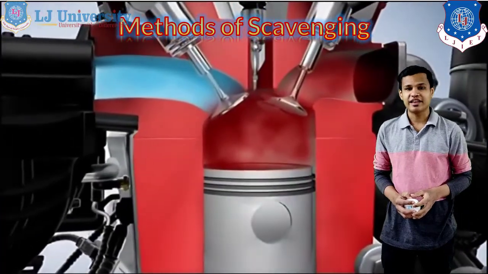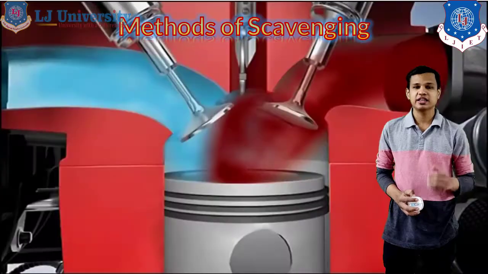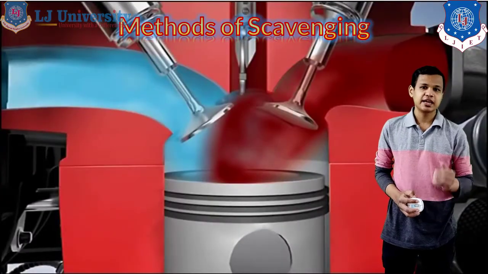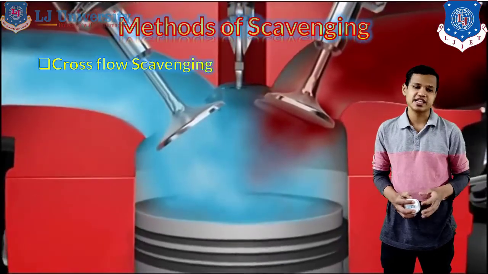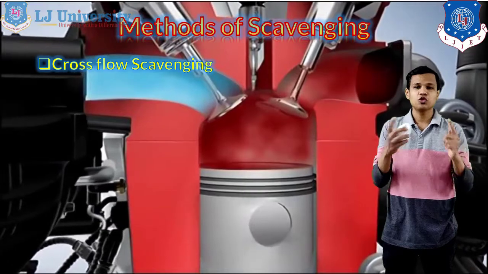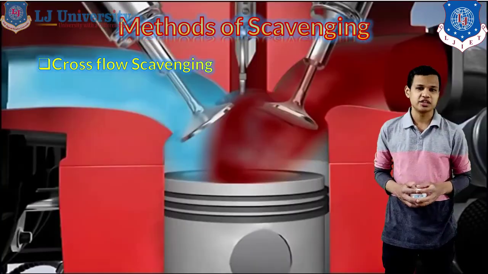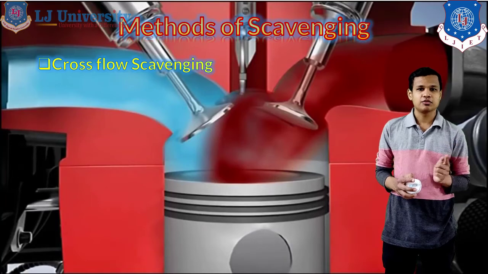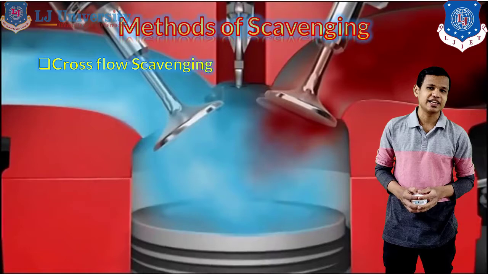Next, there are several methods to achieve scavenging in the petrol engine, or in the case of the two-stroke engine. There are mainly three types of scavenging methods that can be used in the engine. The first one is cross-flow scavenging, in which the flow of the exhaust and inlet gases will be opposite to each other, and the fuel will have to go round to force out the exhaust gases.